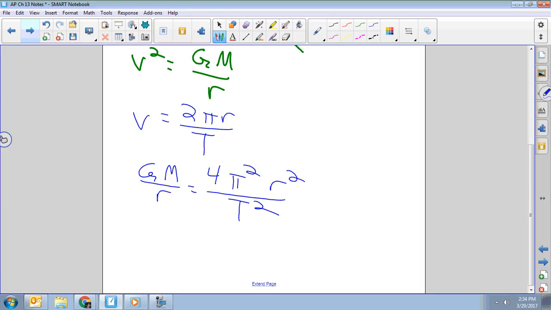So multiply by T squared, move your r's. If you solve this, you get exactly that expression that we just had over there: 4 pi squared r cubed all over GM. There you go, Kepler's third law. Did I do that right? Move that. Oh, r cubed, thank you.